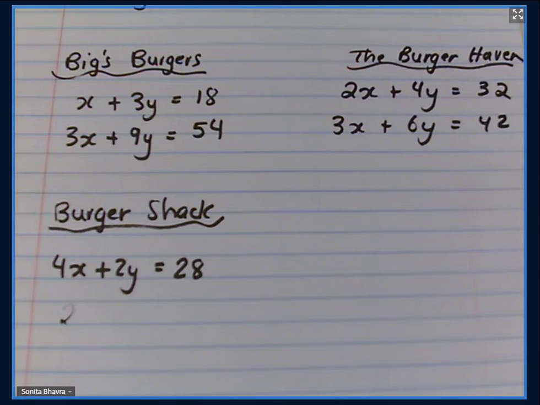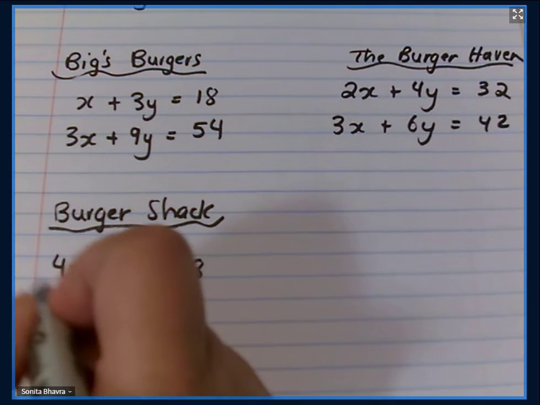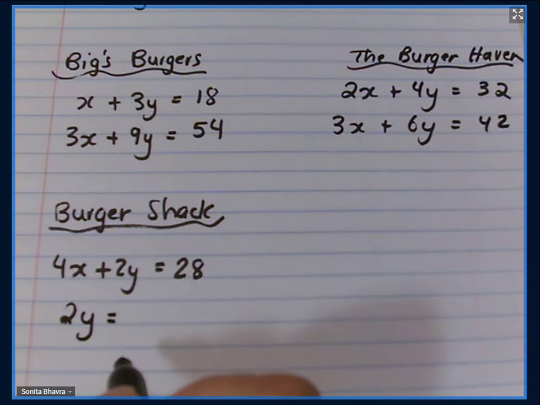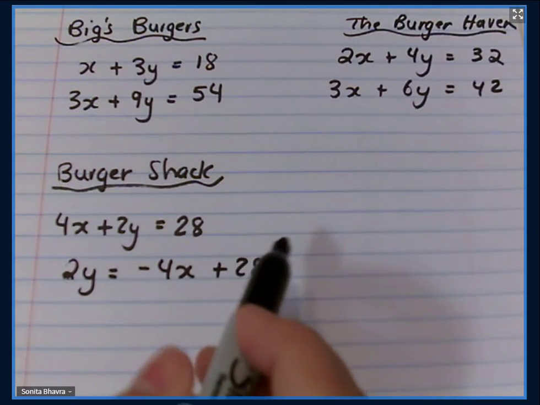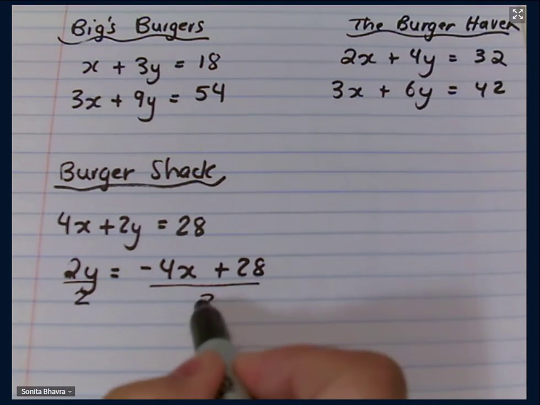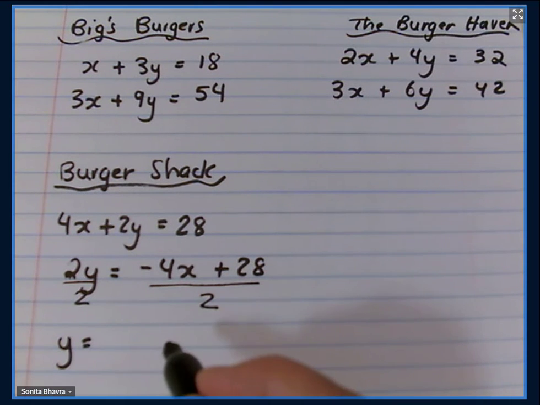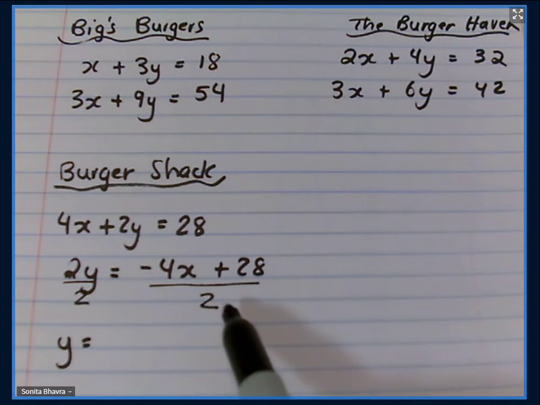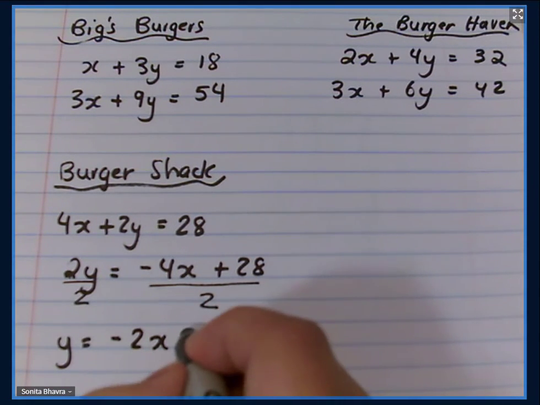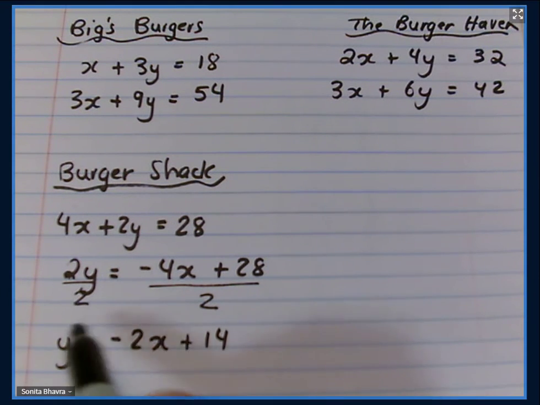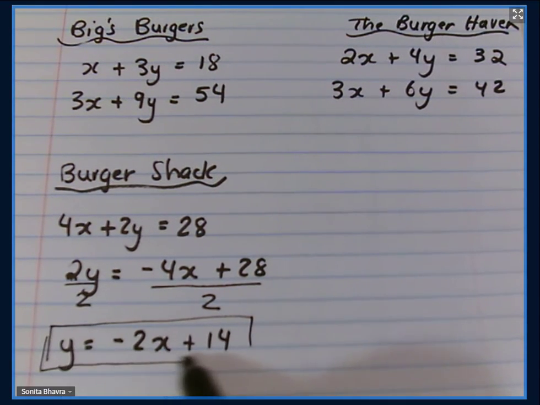So what we're going to do for Burger Shack is take our 2 equations and put them into y equals form. Our first equation was 4x plus 2y equals 28. I'm just going to subtract the 4x, so I end up with 2y equals negative 4x plus 28. And then divide by 2 on both sides, and we end up with y is equal to negative 4x divided by 2, which is negative 2x, and then 28 divided by 2 is 14. So that's our first equation. I'll just put it in the box here.